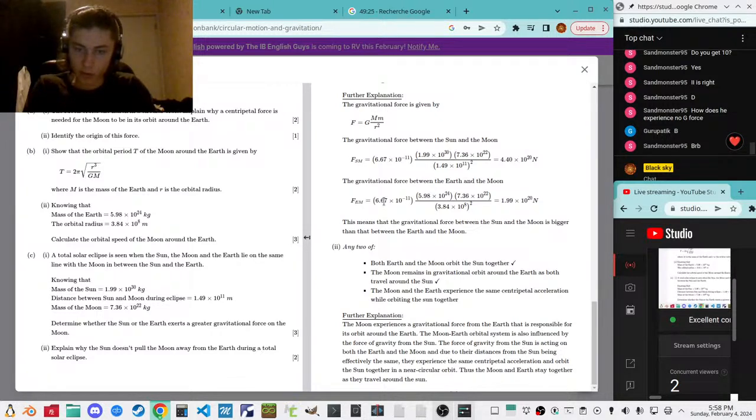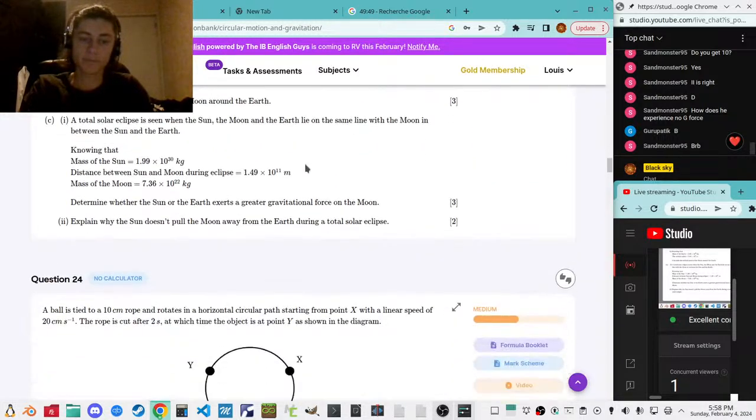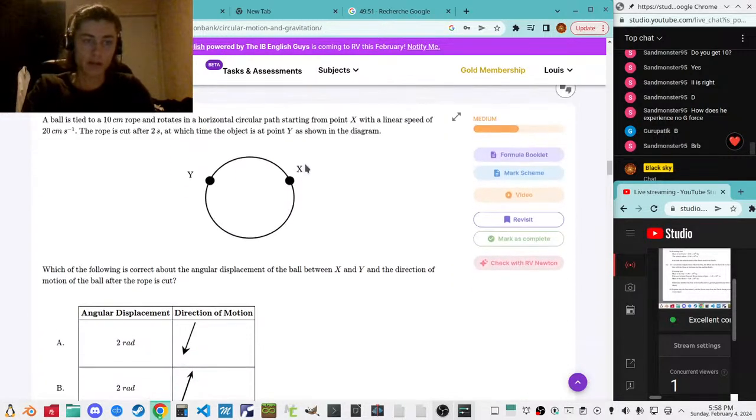So both the Earth and the moon orbit the sun. The moon remains in gravitational orbit around the Earth as both travel around the sun. The moon and the Earth experience the same centripetal acceleration while orbiting the sun together. Alright, they have the same attraction. That's valid.